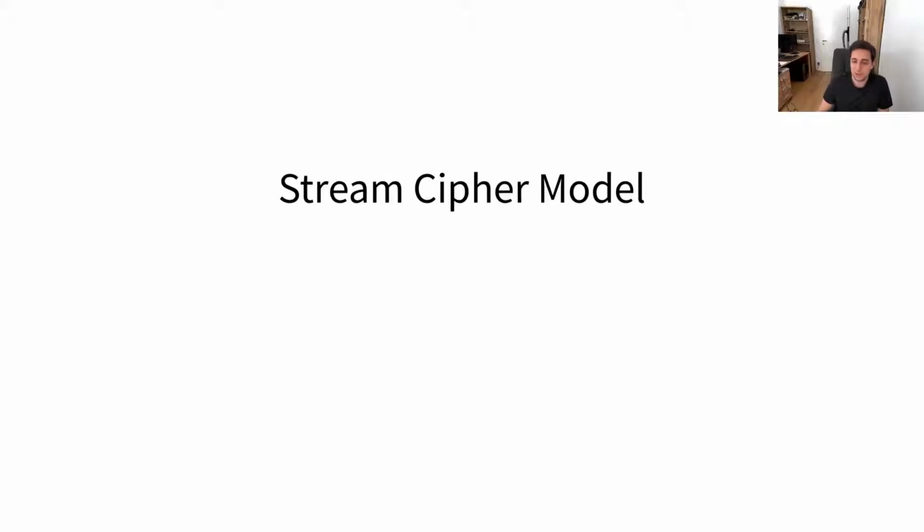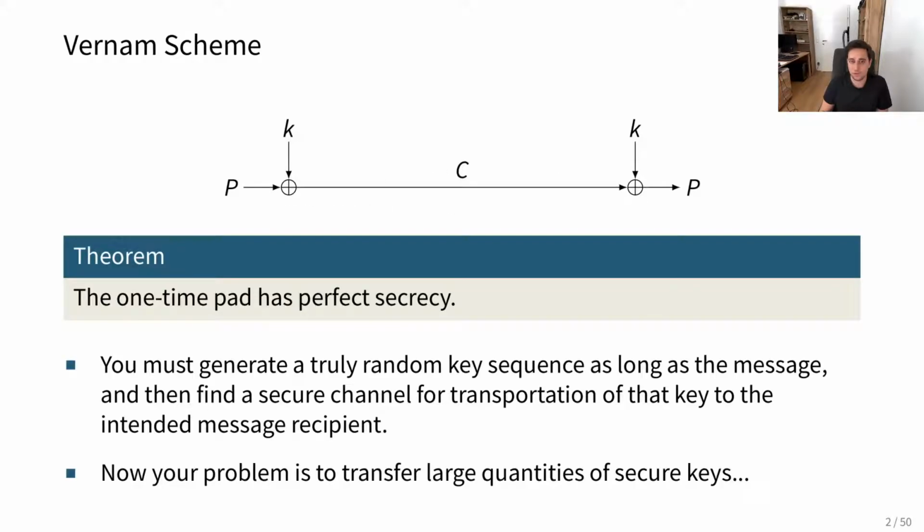Okay, so let's start with the stream cipher model. So what actually is a stream cipher? And we can start by naming this Vernam scheme and this one-time pad. So I'm sure that most of you have heard about this one-time pad. And this is something which has perfect secrecy. So it's not possible to break. It has all the entropy, so to say.